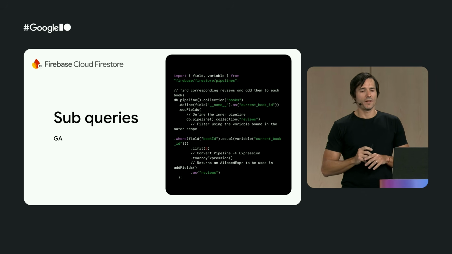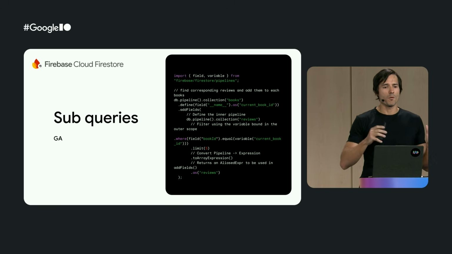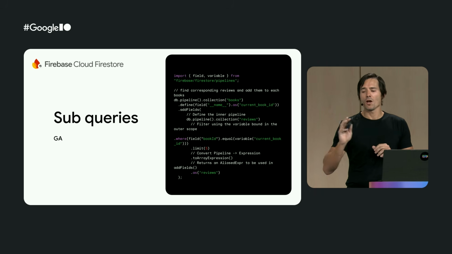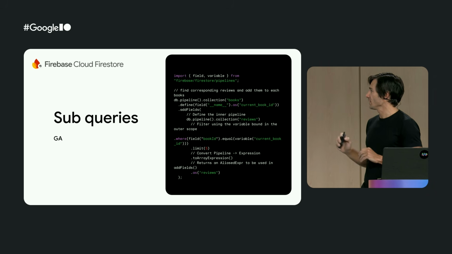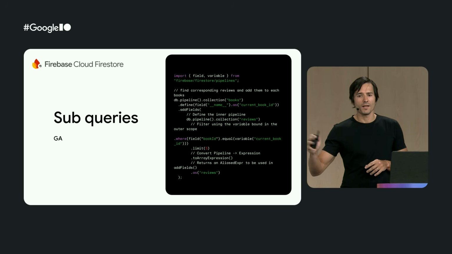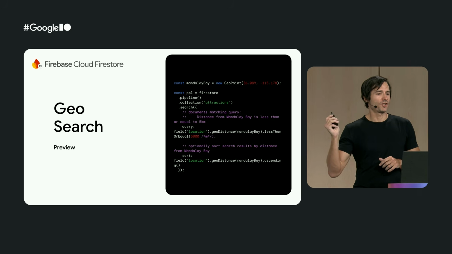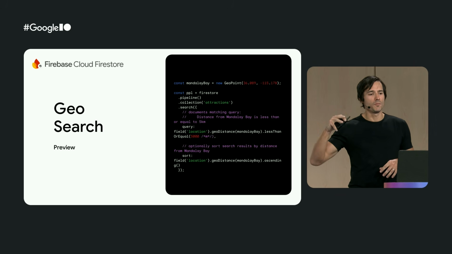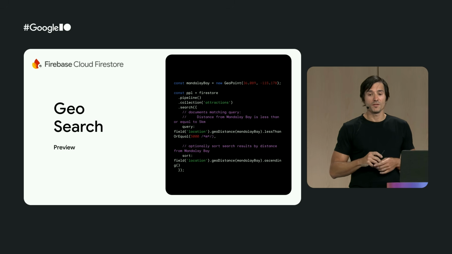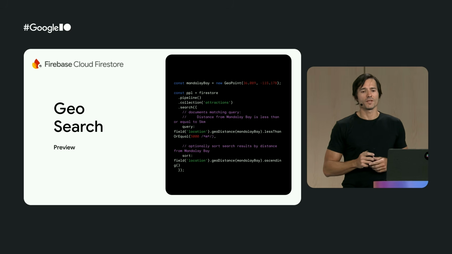The second one is subqueries. Subqueries give you the ability to combine multiple documents and filters within one query, unlocking complex querying scenarios, like, for example, in this case, grabbing all the reviews from a collection for a particular book and inserting the data into the book's collection. Subqueries can be used for both querying data and modifying and inserting data. GeoSearch. With GeoSearch, now within Firestore, you can use geofields, like longitude, latitude, and distance for sort and searching.